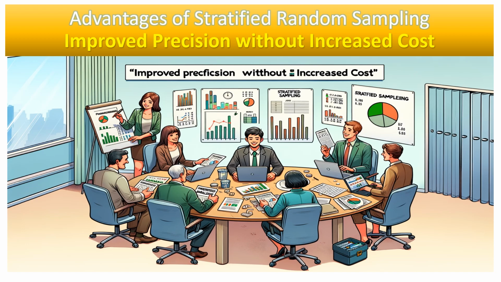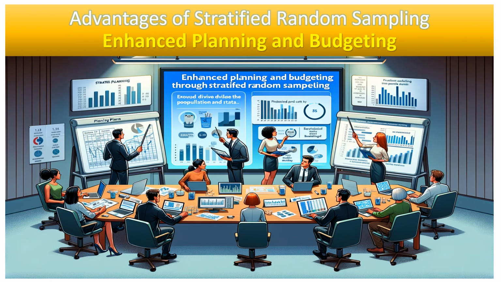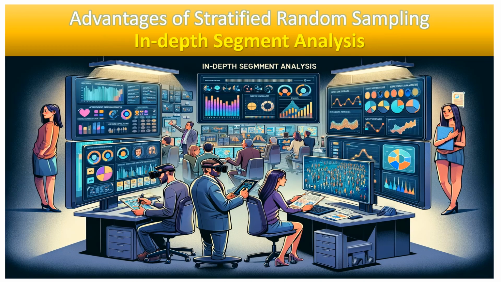The pre-sampling phase of stratified random sampling, where the population is divided into strata, allows for more accurate planning and budgeting. Researchers can anticipate the resources needed for each stratum and allocate funds more effectively. This planning helps avoid unexpected expenses and ensures that the study remains within the budget.